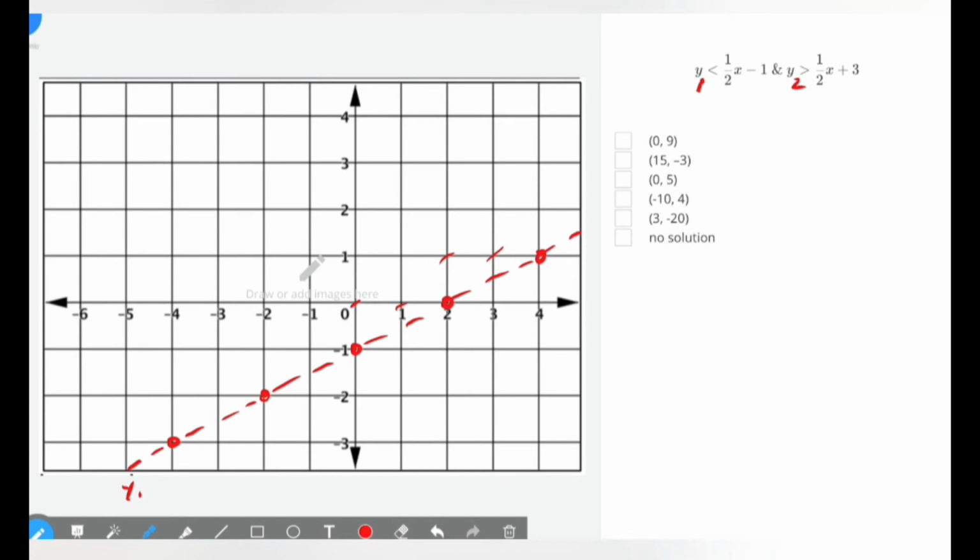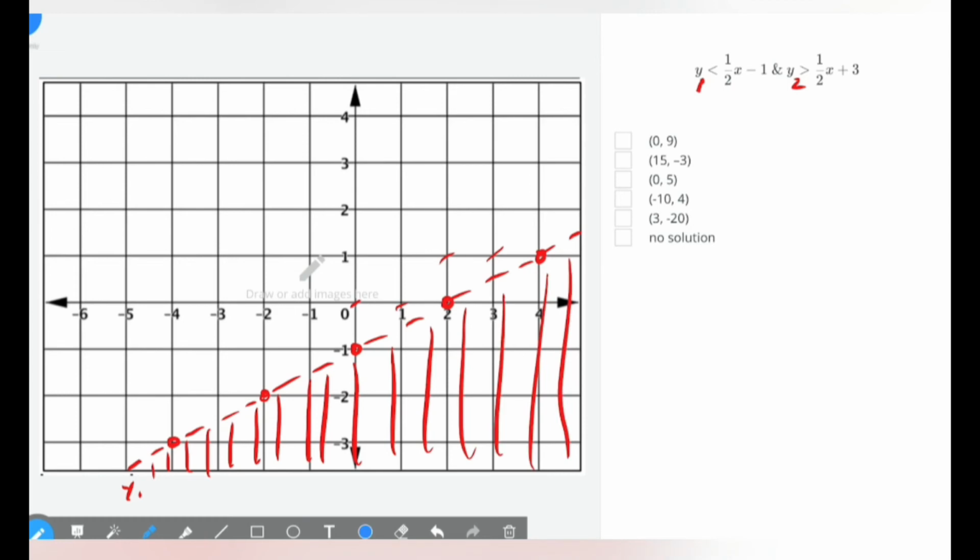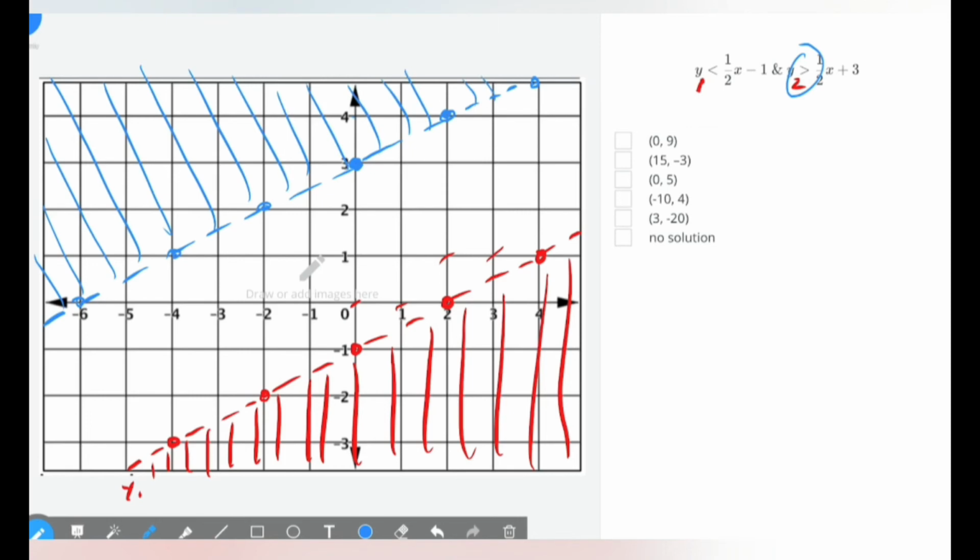Now, if you want to shade it, you can shade it, all right, if that's easier for you. This is shade to the bottom because y is less than, all right? So we shade to the bottom of this line. Okay. Since the slopes are the same. All right. This is a no solution.